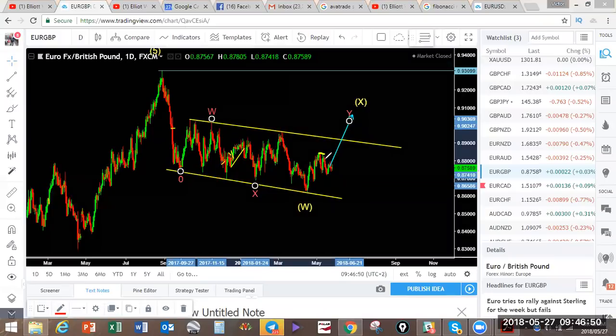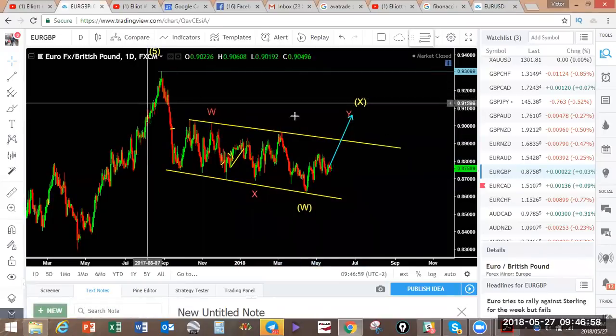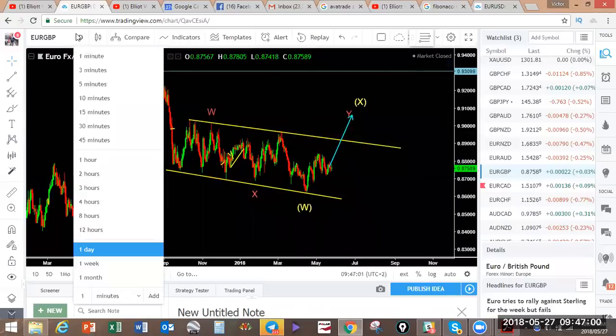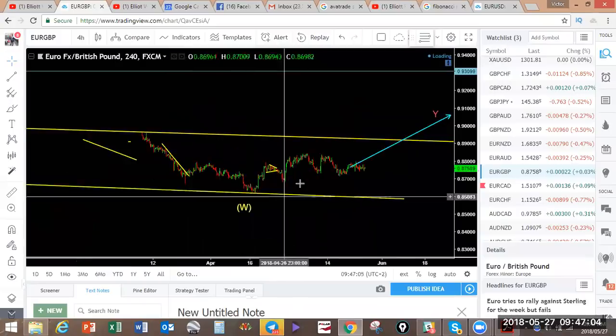That will at least come and check this level here. All right. That's Euro Pound. So now in the lower degree, if I go 4 hour, looks like you've got a corrective structure and a nice impulse to the upside.